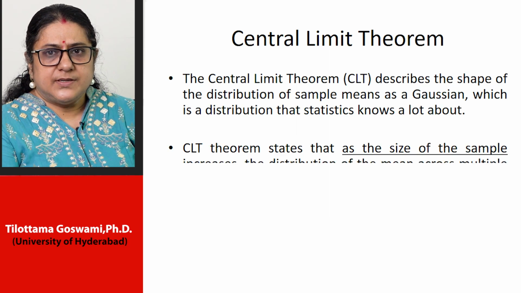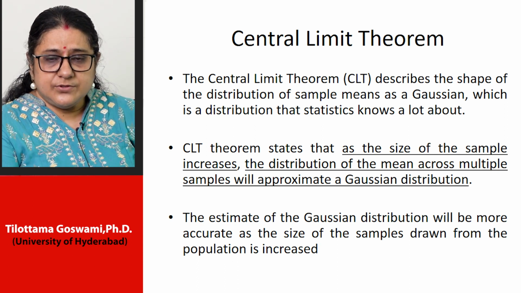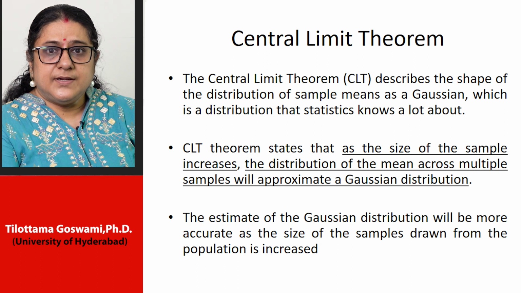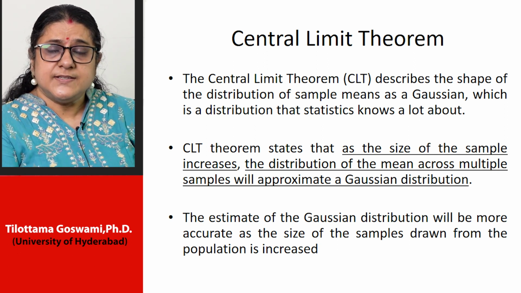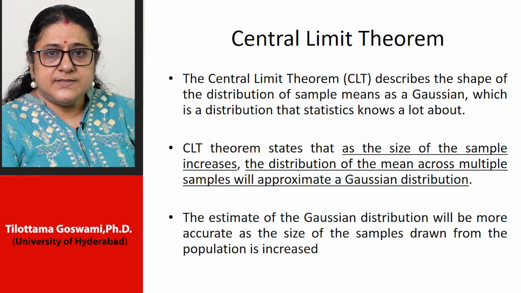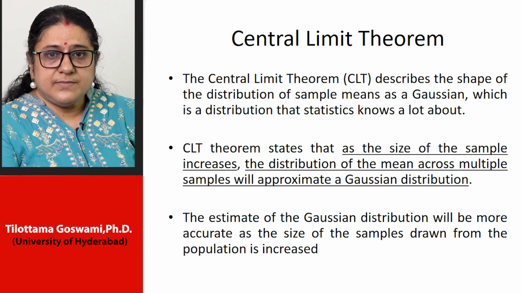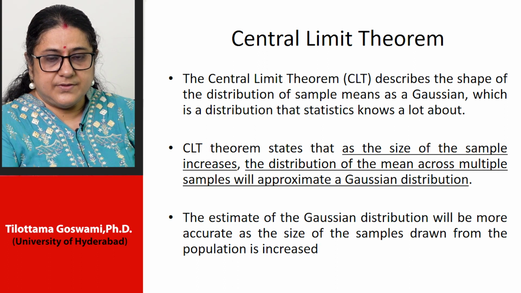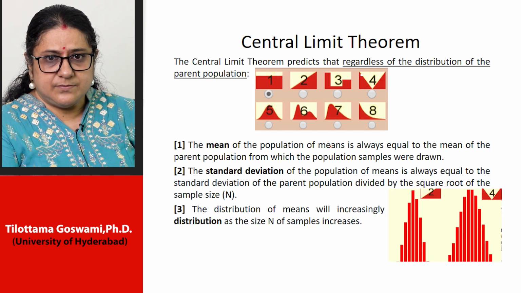Central limit theorem. It describes the shape of the distribution of the sample means as a Gaussian, a distribution for which the statistics will tell about the mean and the standard deviation. As the size of the sample increases, the distribution of the mean across multiple samples will approximate a Gaussian distribution. It will be more accurate if the size of the sample drawn is increased, regardless of the parent population distribution.